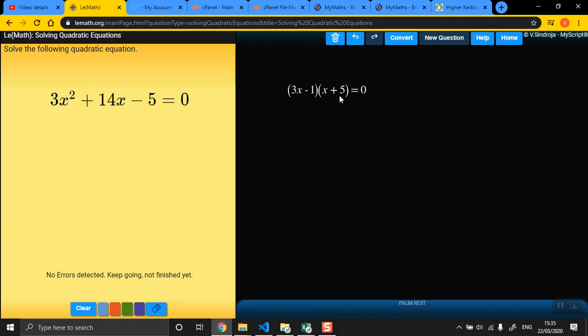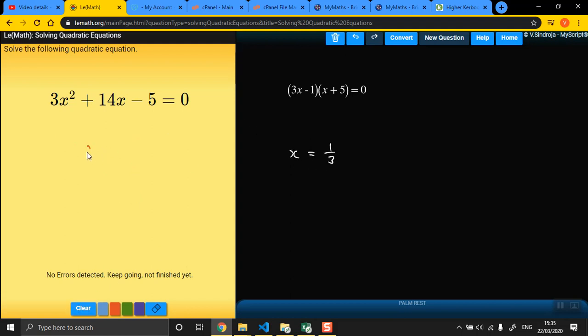And what we do is we look at each bracket one by one. If we look at the first bracket, because it's multiplying the other one, if that bracket equals 0, then something times 0 is 0. Now I'm going to solve that little mini equation. I'm going to make that bracket equal to 0, and if it equals 0, it's dead easy to solve. Add 1 over, that's 3x equals 1, and divide by 3, so x equals a third. Right, so there's one answer, x equals a third.